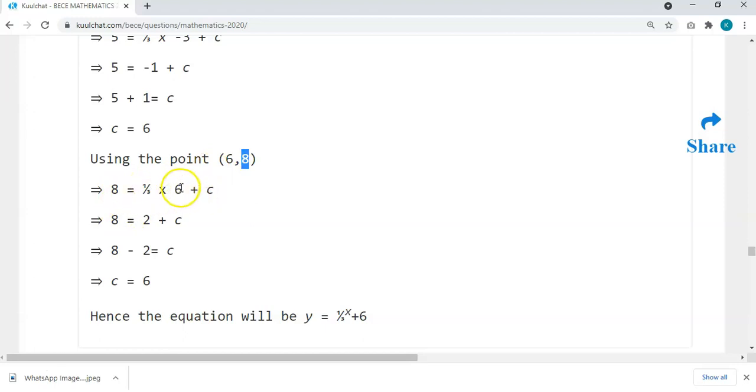3 goes here, 1 goes here, 2. So you get 2 times 1, which is 2. And we have 8 here. We want c to stand alone, so we move these 2 here. We have 8 minus 2 is equal to c. So our c is going to be 6.